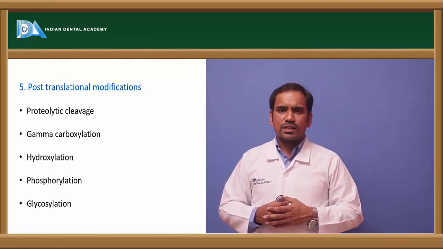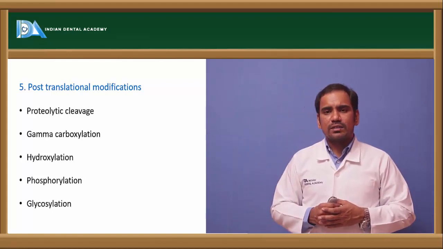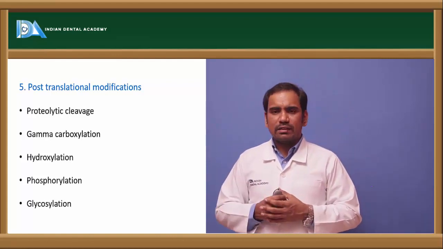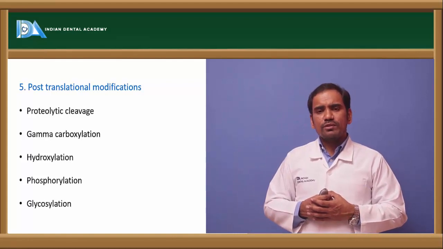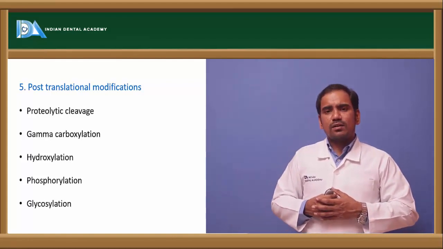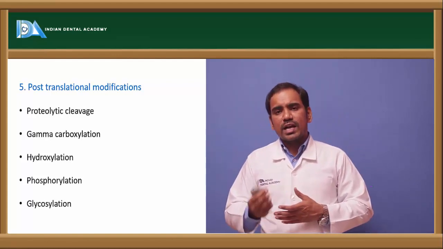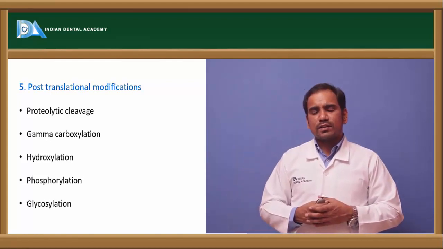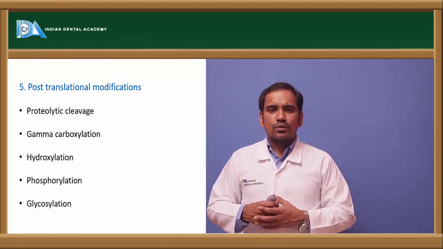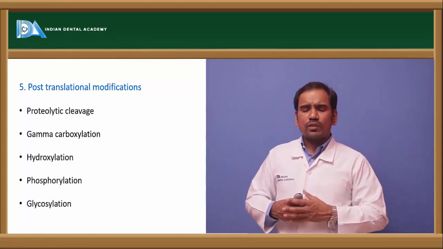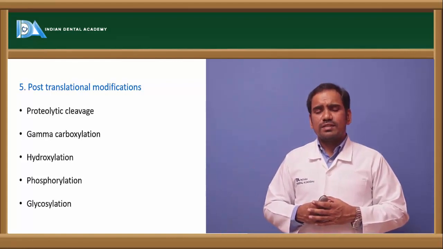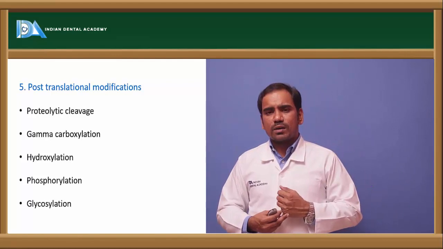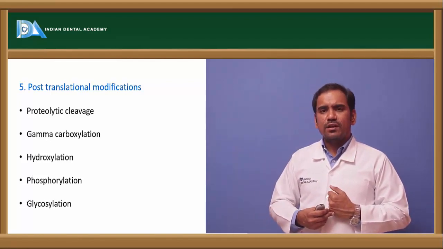There are some important post-translational modifications. Those are proteolytic cleavage, where the unwanted sequences in the protein are removed by proteolysis, and gamma carboxylation. When you see clotting factors, they undergo a process called gamma carboxylation. Actually, they are in an inactive form in blood. Whenever they are required, they are activated by the post-translational modification called gamma carboxylation. For example, clotting factor 7, clotting factor 9, and 10 are activated by gamma carboxylation. So it is nothing but a post-translational modification.